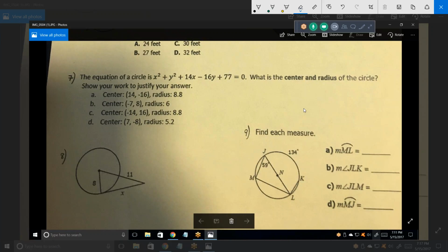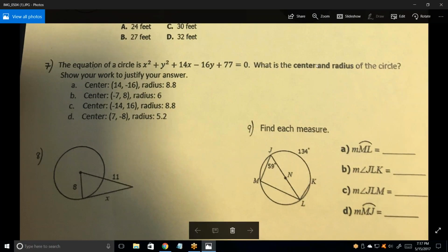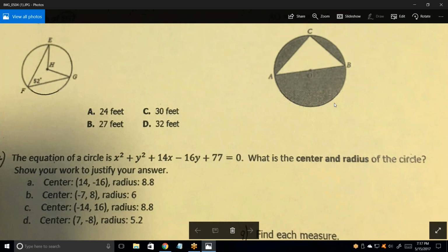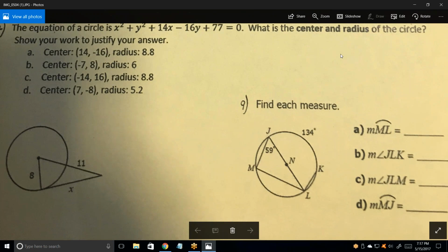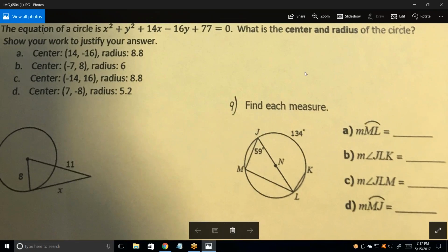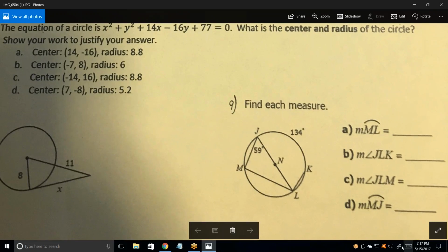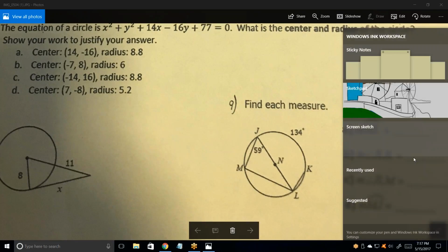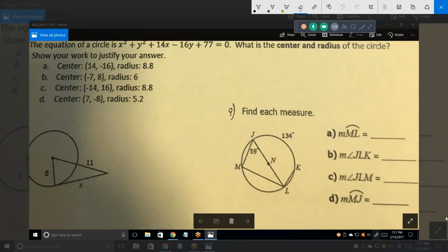So what next, Ben? Let's do 9. I think, here, let me move 9 up here. That's as high as I'm moving it. Find each measure.